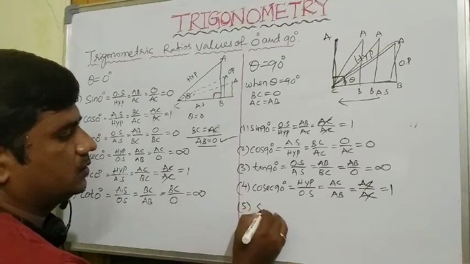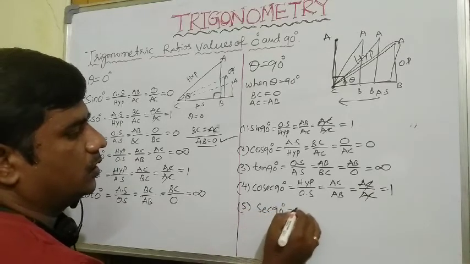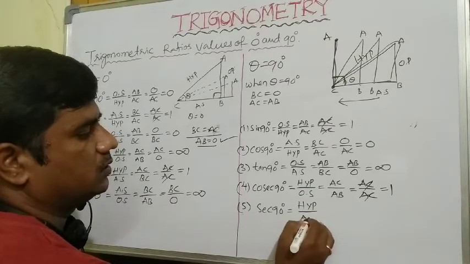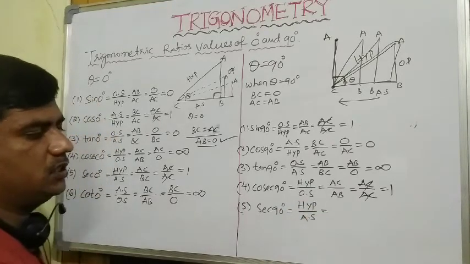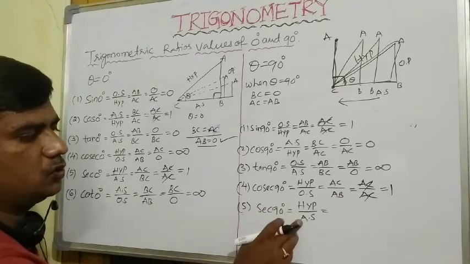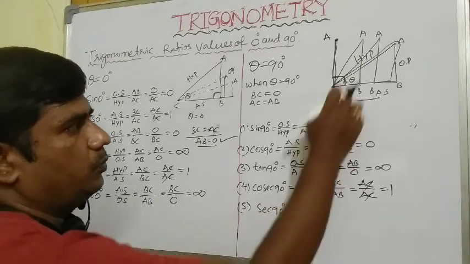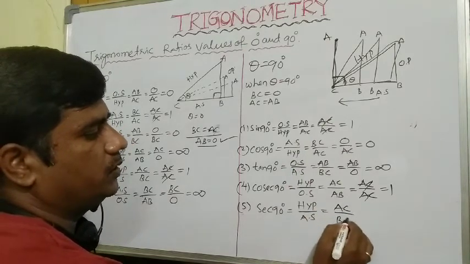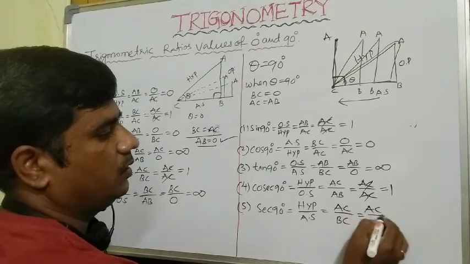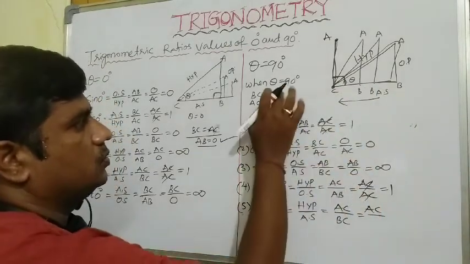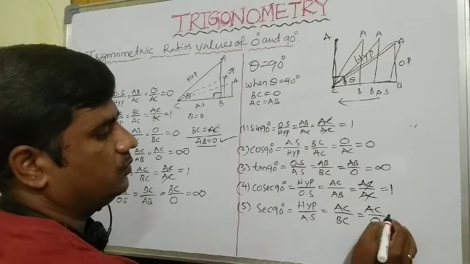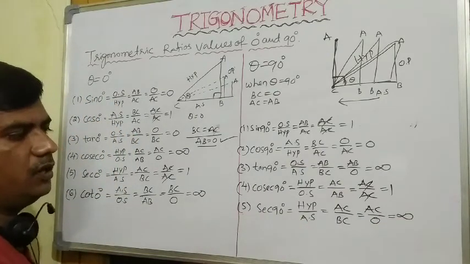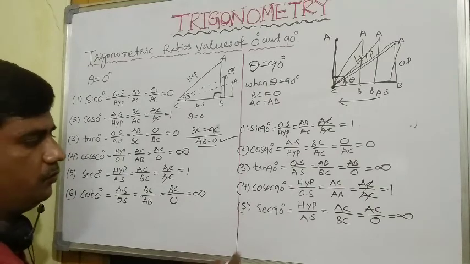Next one, sec 90. The ratio of the hypotenuse to the adjacent side. Here the hypotenuse is AC and the adjacent side is BC. So AC by BC, where BC length is 0. Again division by 0 is not defined or infinite. So that's why sec 90 value is not defined or infinite.